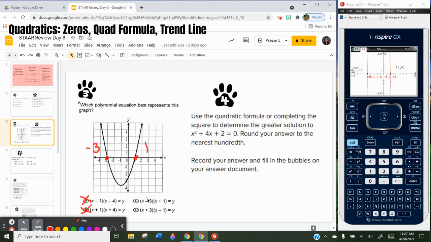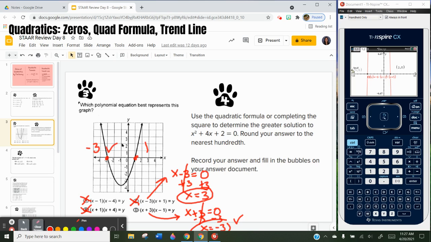Let's look at C. So for C to be the correct answer, x minus 3, if I set it equal to 0, the opposite of minus 3 is plus 3. So x equals a positive 3. That would also be incorrect. So let's check this last one. X plus 3 equals 0. The opposite would be take away 3. So x is negative 3, which is yes, correct for this side.